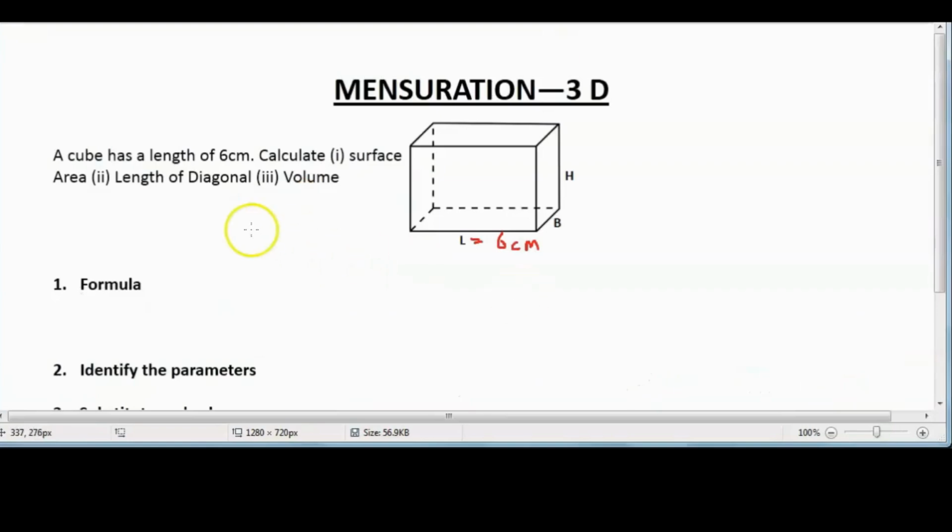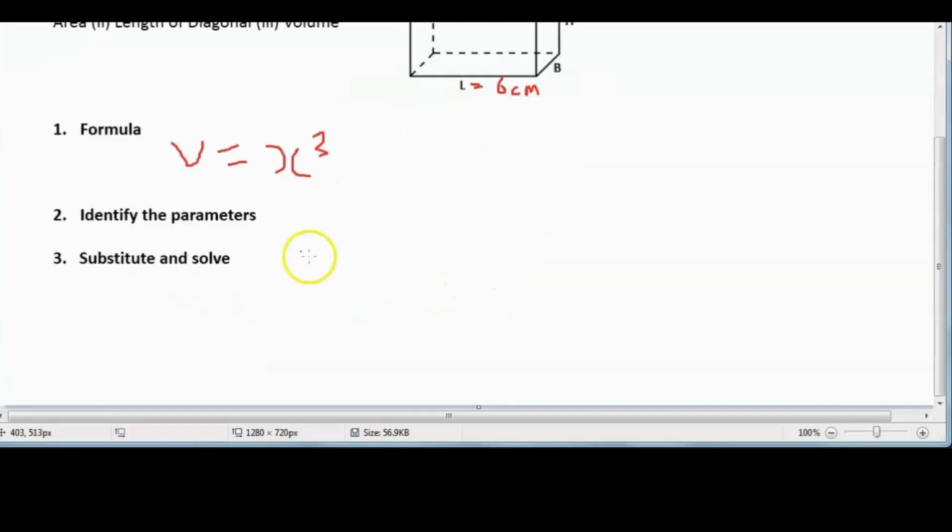Finally, the volume. The formula for calculating the volume of a cube is V equals to x cubed. As usual, x is equals to 6. So this means that the volume will be equal to 6 to the power of 3. Which once again is the same thing as 216 centimeters square.